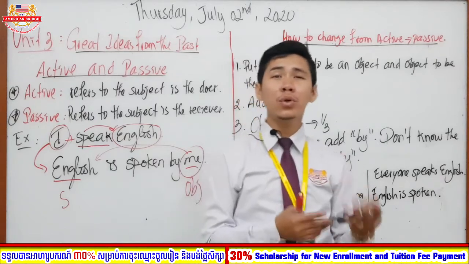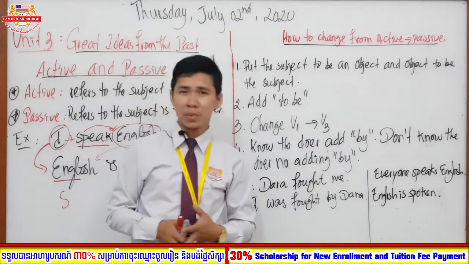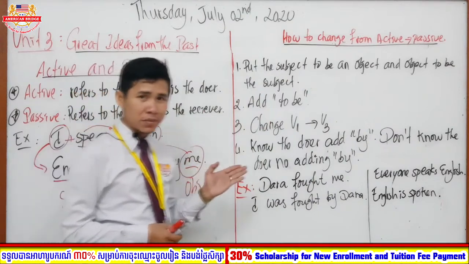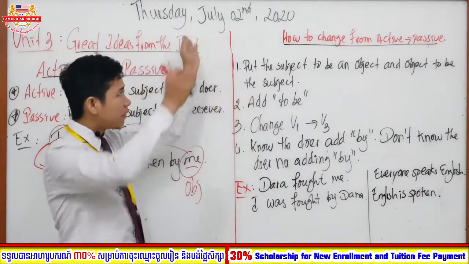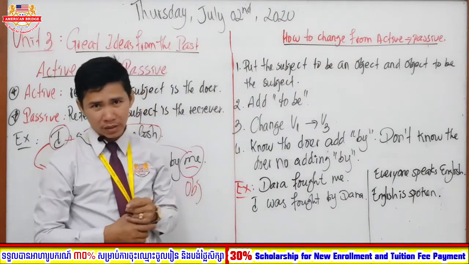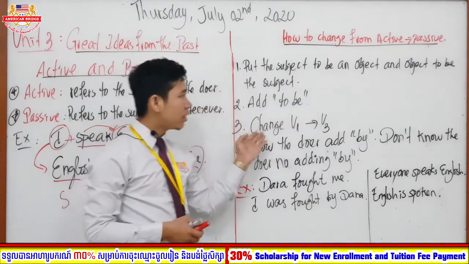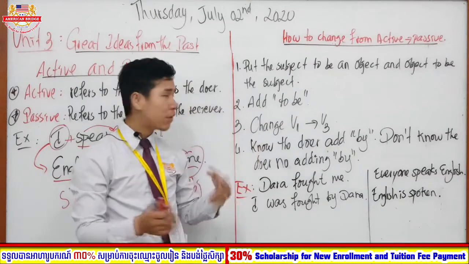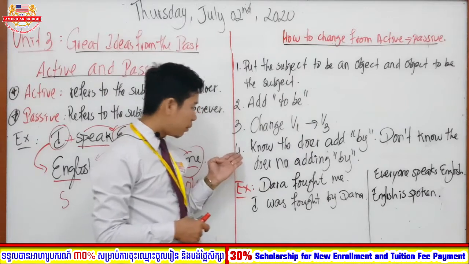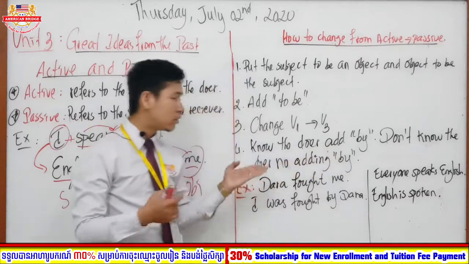I am going to give you a clear explanation of how to change from active to passive. There are four steps to change from an active to a passive sentence. The first one: put the subject to be the object and the object to be the subject. Second, you have to add to be. The third, change verb 1 to verb 3. Even if it is verb 2, also change it to verb 3. Number 4, if you know the doer, add by. If you don't know the doer, don't add by.